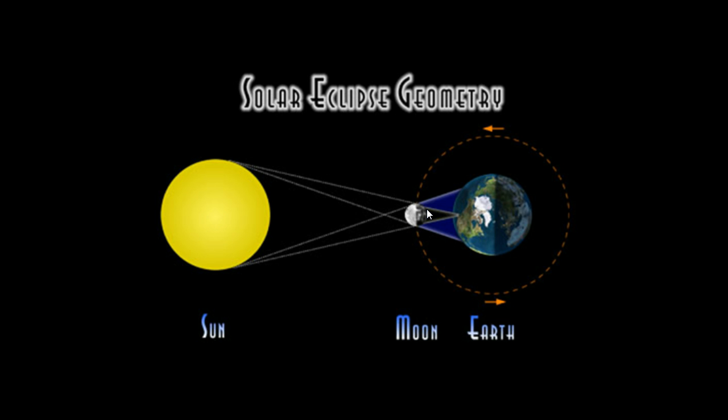If you said it's because the moon's orbit around the Earth is tilted 5 degrees to the Earth's orbit path around the sun, once again, you would be correct. Now, as a result, the moon's shadow usually misses the Earth as it passes above or below our planet at new moon. Write that down.